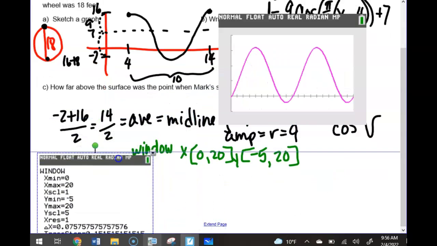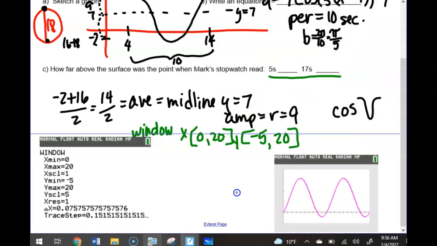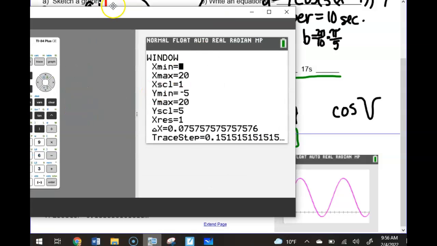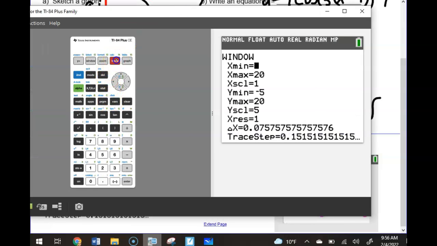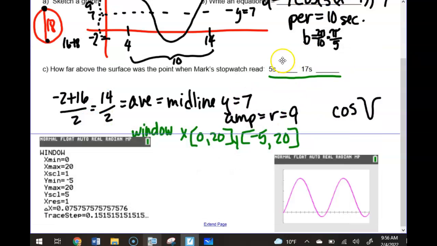All right, can you type in our predicted and see what you get? What do we want? 5 and 17. I gotta go back here and go trace. 5, I have 14.3 and 17, 4.2. 14.3 and 4.2, is that right? Was it feet? Okay, those were the distance above the water.